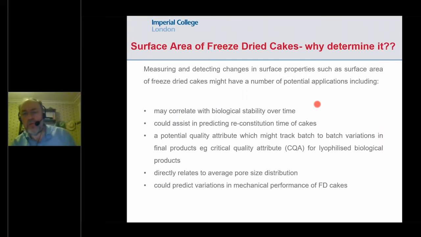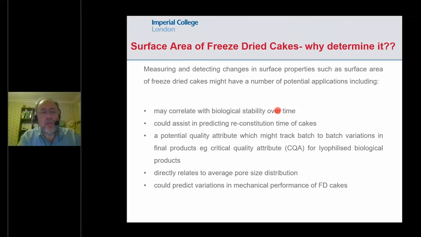As you know, this presentation is about the surface area of freeze-dried cake. So why do we want to measure the surface area? Not everybody does that. Well, there are a number of reasons. One is that it may correlate with biological stability, because the whole reason to freeze dry the materials is to prolong their shelf life. We want to know when the shelf life is lost, and the surface area may help us do that. It could also help us in predicting the reconstitution time of these freeze-dried materials.